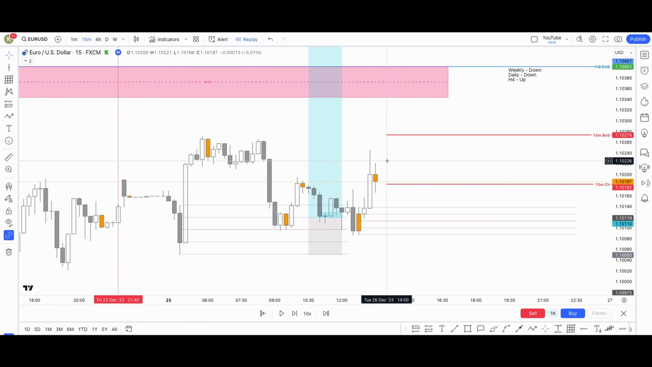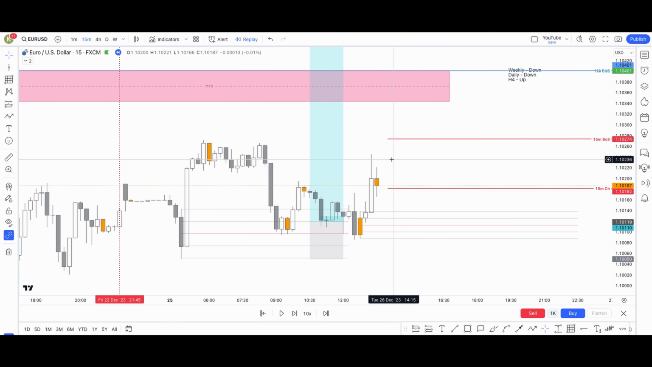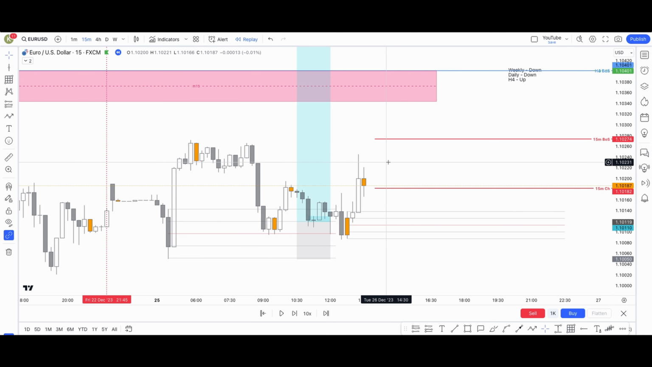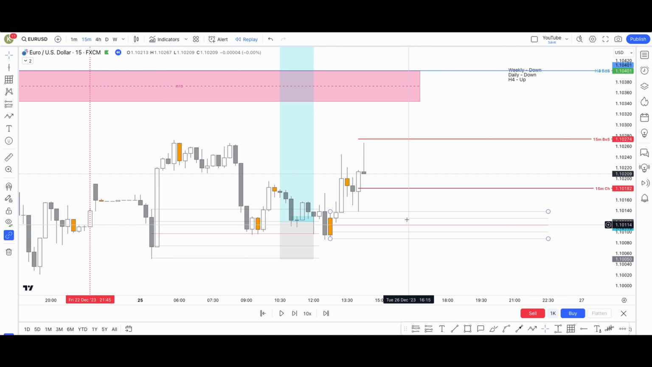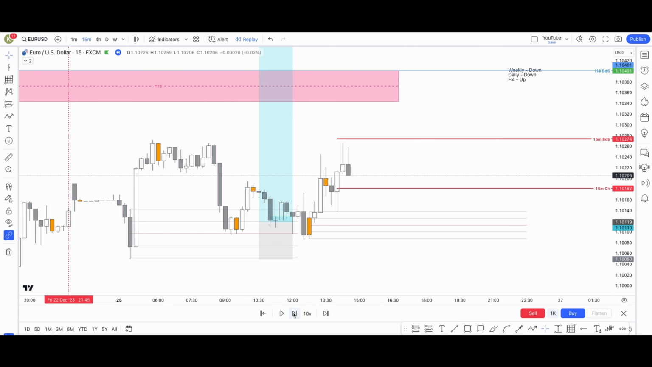Sorry, I just accidentally clicked the space bar and jumped to the next currency pair, which wasn't helpful. And I've got a really bad cough at the moment, which is a nuisance.